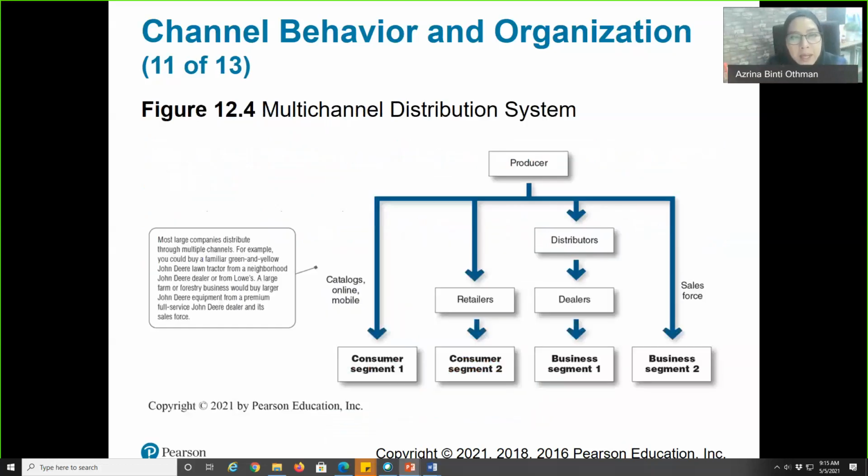Okay. And then we also have multi-channel distribution system. Kita ada conventional, kita ada vertical, kita ada horizontal and we also have multi-channel distribution system. Banyaknya. Ya, kita memang banyak channels. Okay. So, multi-channel distribution system. Ini adalah contoh diagram. Figure 12.4.